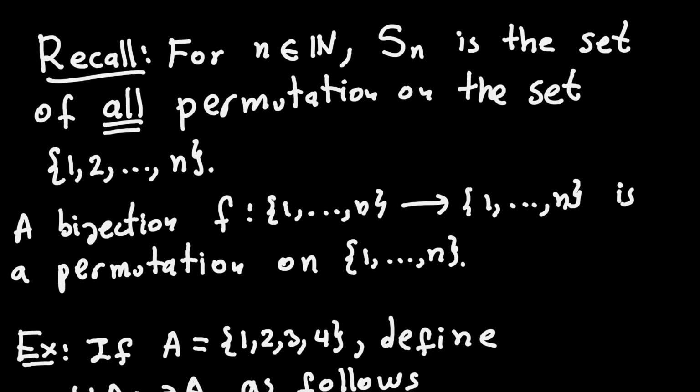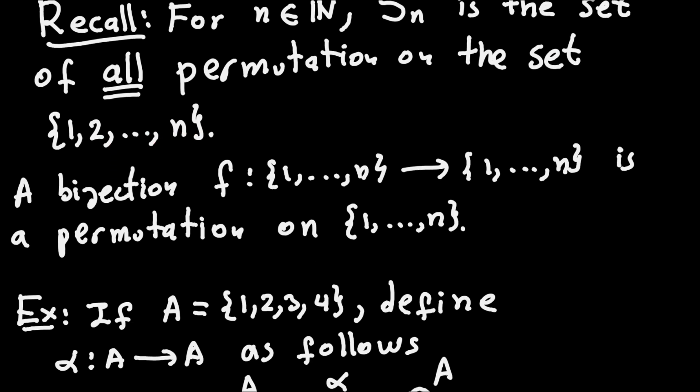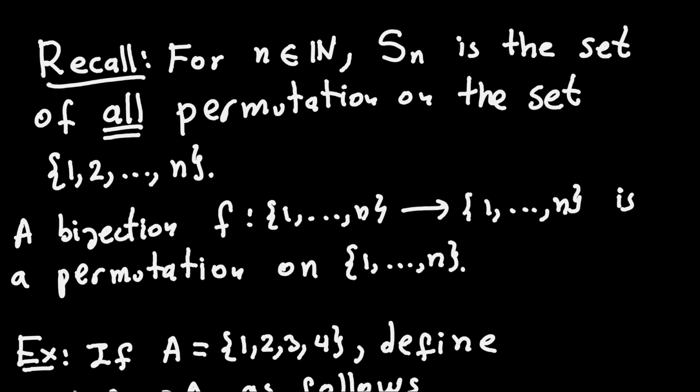I'm going to start this video lecture by recalling the following concept. When you have a natural number n, we have this notation: S of n is the collection of all the permutations on the set 1 up to n. What that means is, remember, a bijection or a permutation is a function from the set 1 through n to the same set 1 through n. With that bijection we call it just a permutation on that set. So this notation, Sn, is the collection of all those functions.